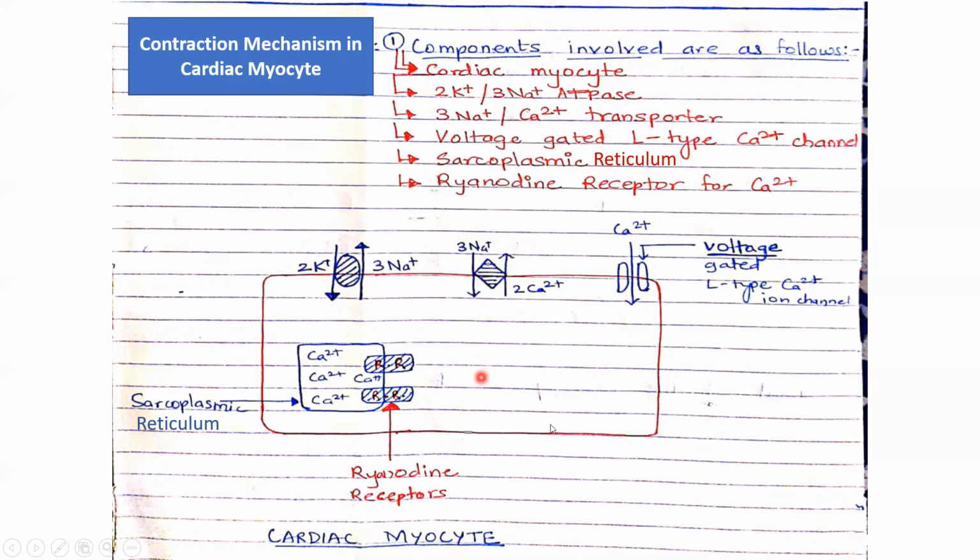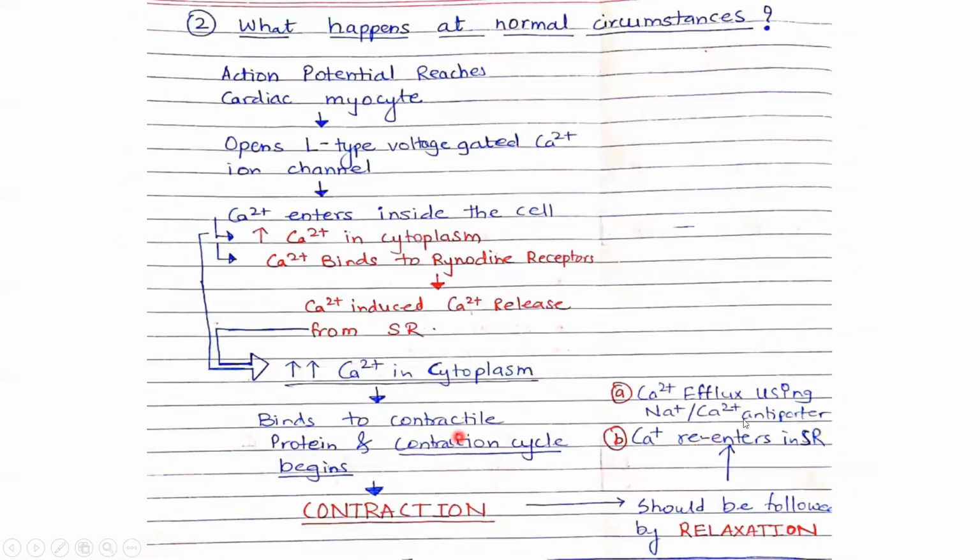And also this calcium is reuptaken into the sarcoplasmic reticulum, because this is a receptor which allows entry or exit of calcium. When you have more calcium here and less calcium there, it will be given out. When you have more calcium here and less calcium there, it will be taken up. So for relaxation to occur, calcium re-enters the sarcoplasmic reticulum and there is calcium efflux using the sodium calcium antiporter or exchanger. So this is what happens under normal circumstances.